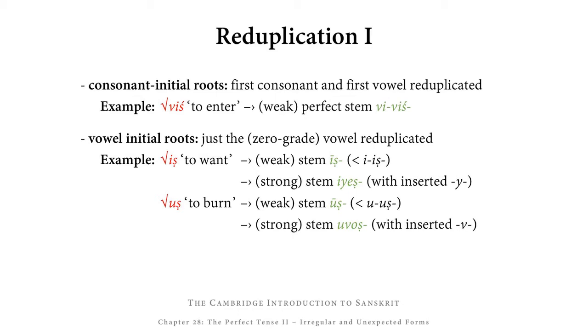And in the case of the strong stem of ush, we have not u-osh, but we have u-vosh. So a v has been inserted, which is the semivowel counterpart of u. So i-yesh and u-vosh.